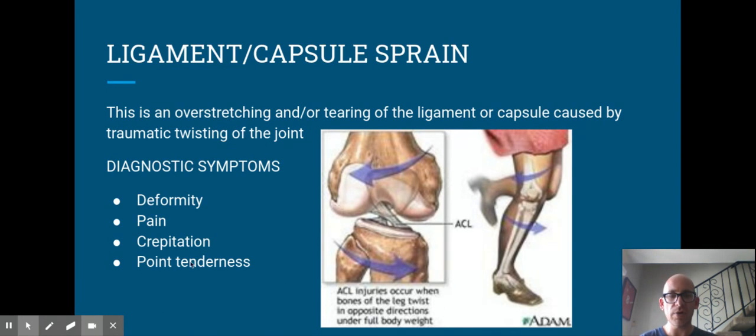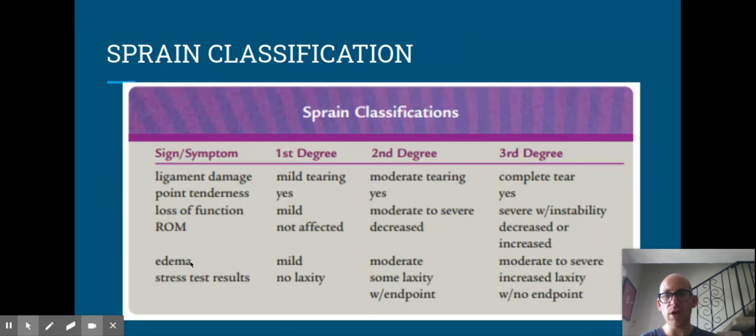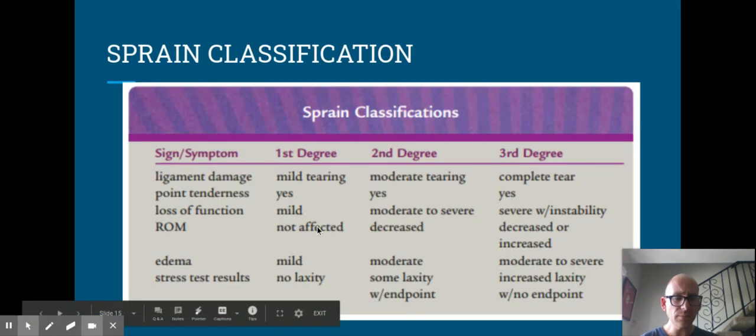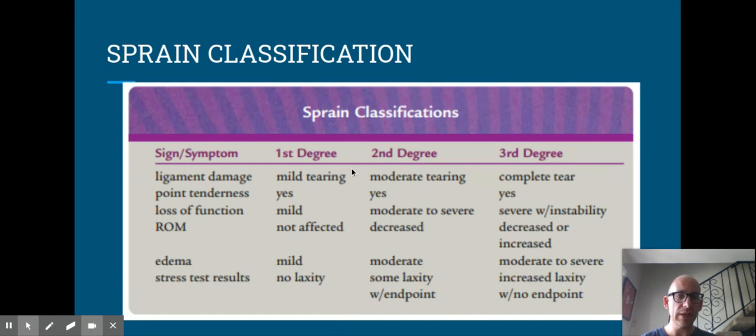And with a ligament sprain, you can have a variety in severity. So we categorize them the same way as a muscle strain into 3 degrees. So first degree, second degree, third degree. First degree being the least severe, second degree being more severe, and third degree being pretty bad.